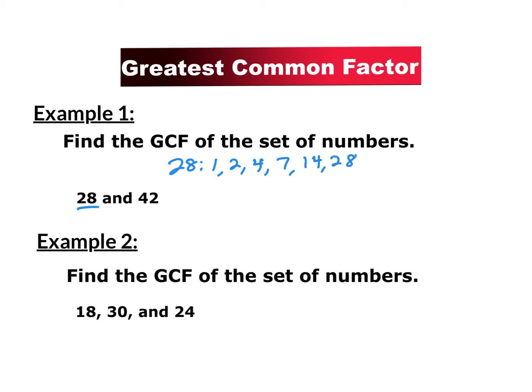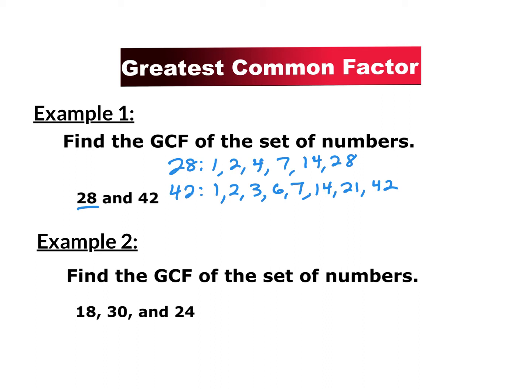and then 28. And if I list all the factors of 42, for sure it's divisible by 1. Also 2. It is divisible by 3 if you check. 4 is not, 5 is not. 6 is, because I know 6 times 7 is 42. And then 3 times 14 would be 42, 21, and then 42. So these would be all the factors of 42.